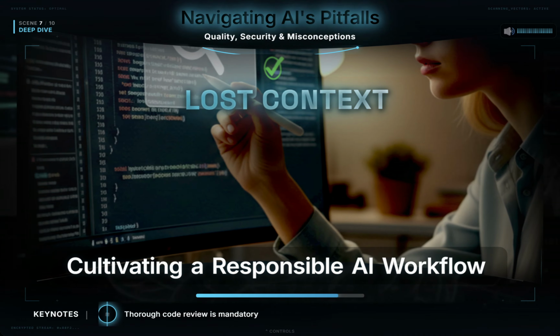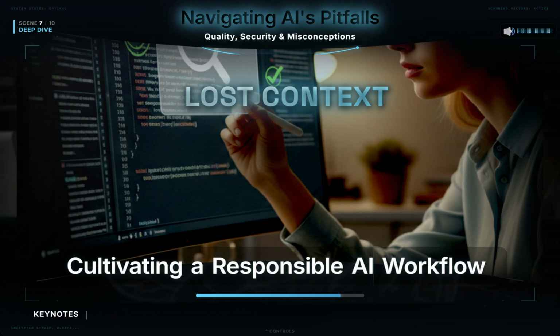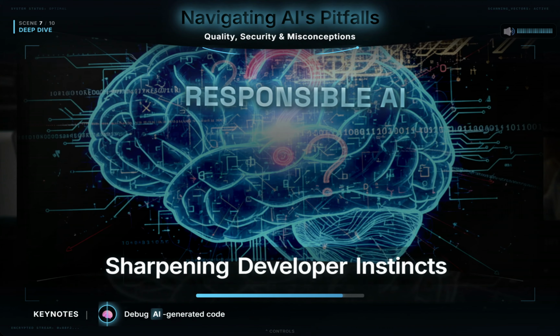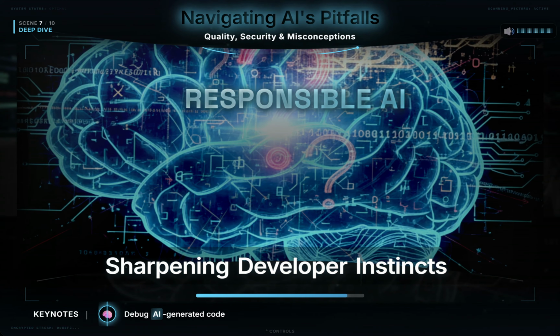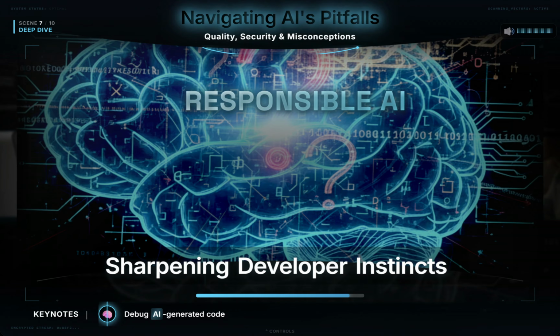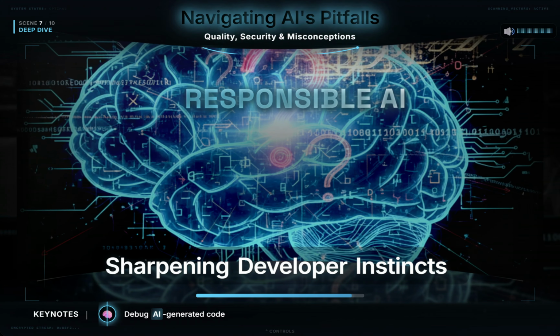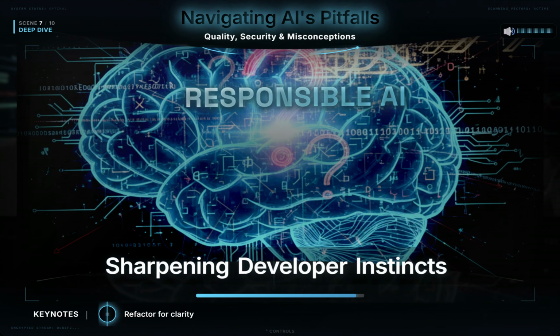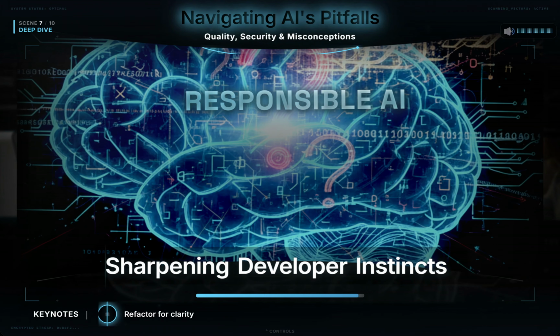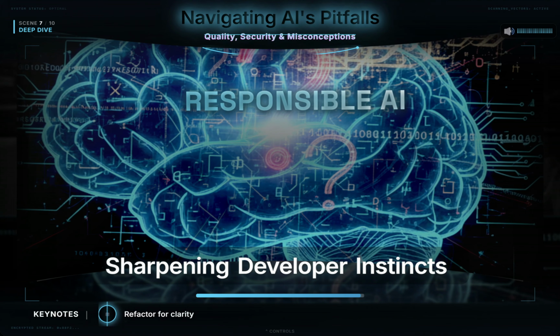Ultimately, AI should sharpen, not dull, your developer instincts. Make it a practice to debug AI-generated code, refactor for clarity, and challenge its assumptions. This proactive approach ensures you're leveraging AI as a powerful assistant while cultivating expertise. Up next, we'll explore how to extend the power of these tools, looking at their ecosystems and communities.